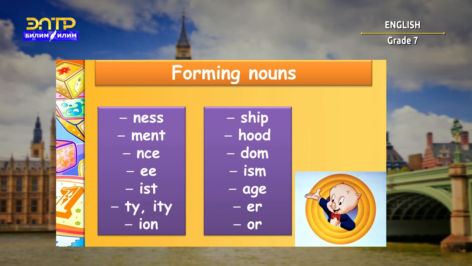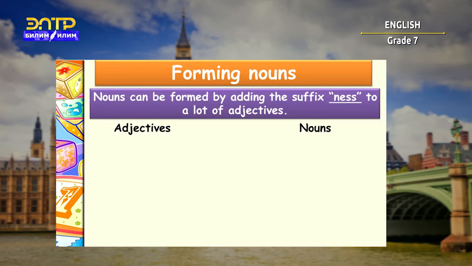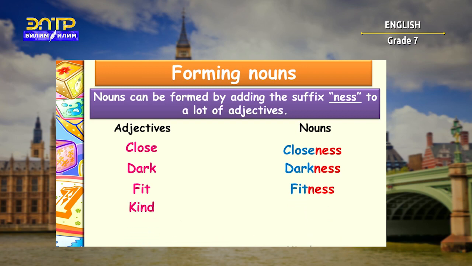And on this slide you can see some suffixes with the help of which we can form nouns from verbs and adjectives, such as -ness, -ment, -ance, -ist, -ty, -ion, -ship, -hood, -dom, -ism, -age, -or. The suffix -ness helps us create a noun from adjectives, and it means some kind of state, like close, closeness, dark, darkness, fit, fitness, kind, kindness, weak, weakness.